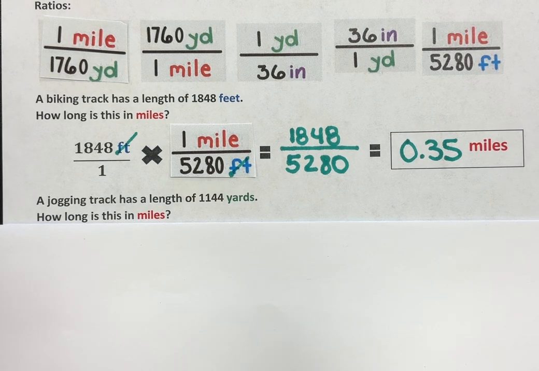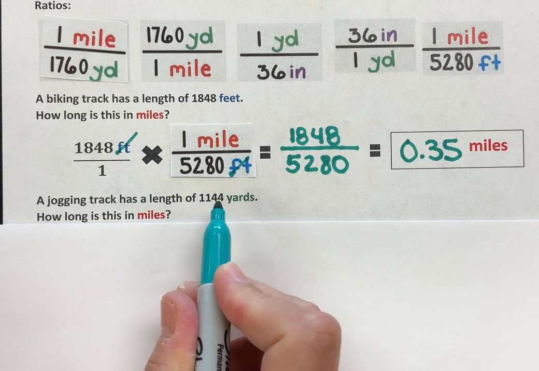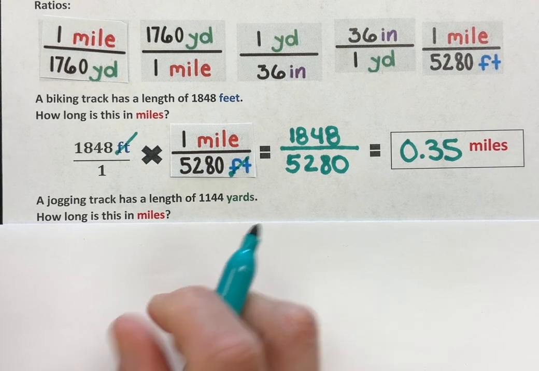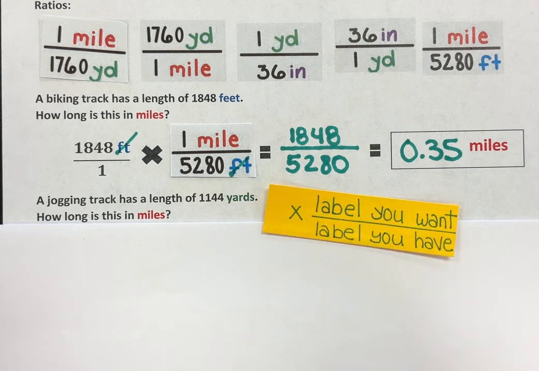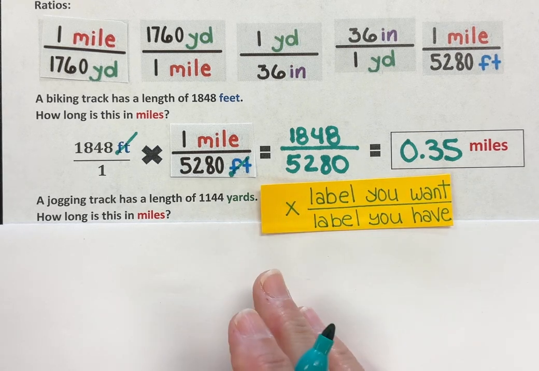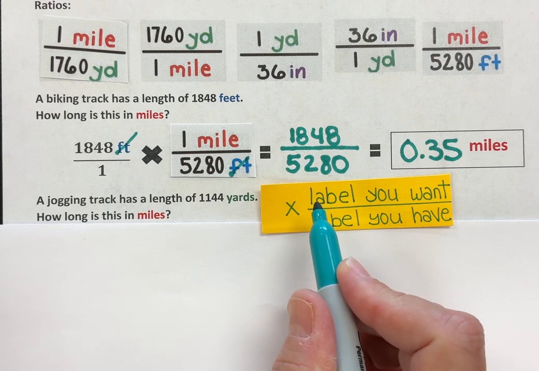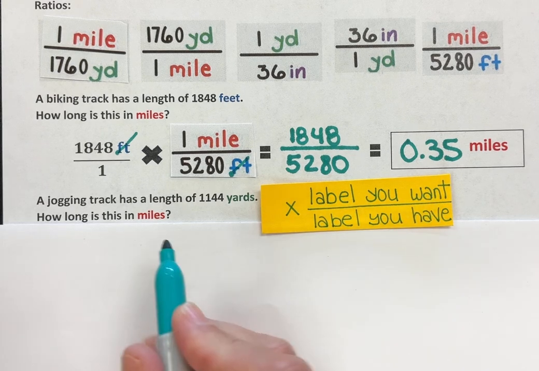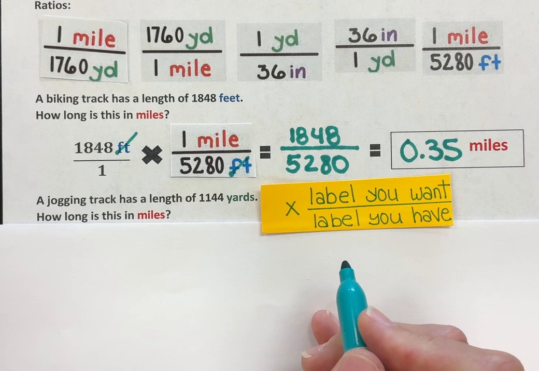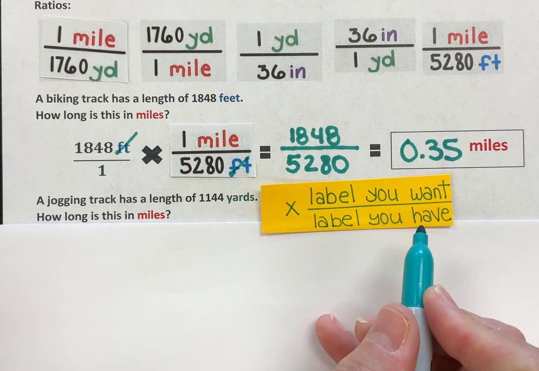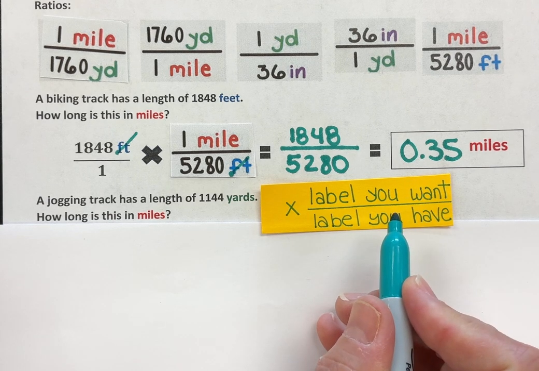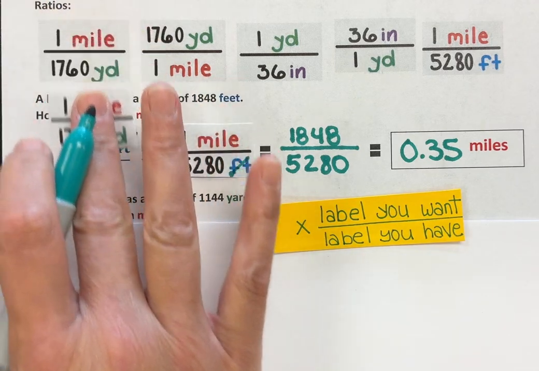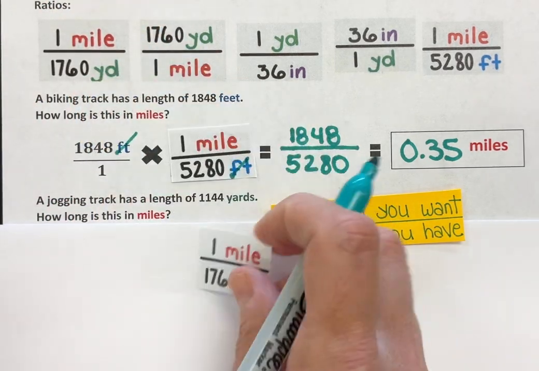We have a jogging track that has a length of 1,144 yards, and we want to turn that into miles. So remember our strategy, we are going to pick a fraction that has the label you want in the numerator. I want miles, so I'm going to put miles in the top. The label that I have, yards, is going to go in the bottom. So I'm looking for a fraction that is miles over yards. So we're going to use this one right here.